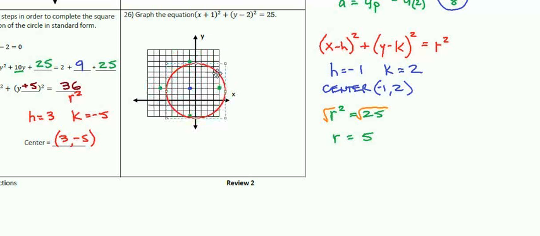Go ahead and see how accurate we can get on that. Looks pretty good. And there is the graph of the equation (x + 1)² + (y − 2)² = 25.